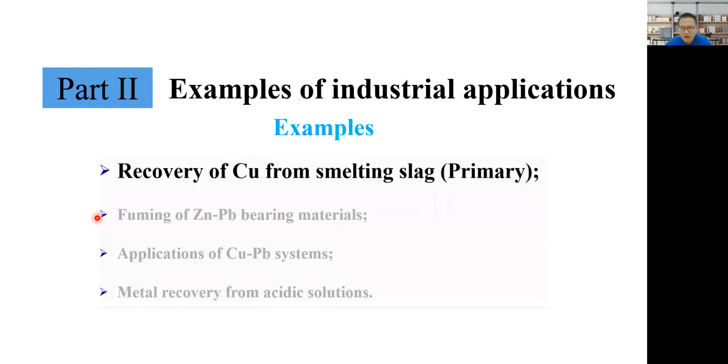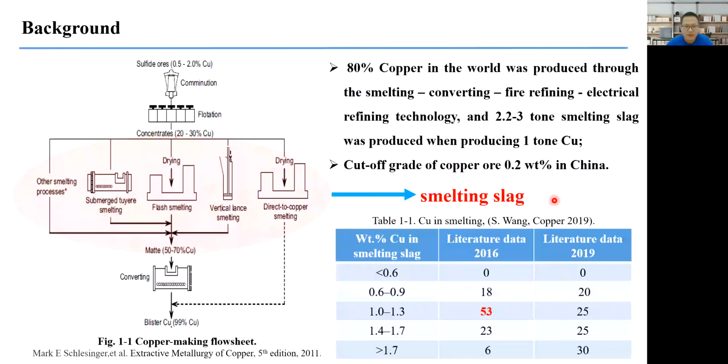So first of all, I'm going to talk about the recovery of copper from smelting slag, actually primary copper. Probably in Pekka's presentation, he has introduced something about primary copper and secondary copper. And I assumed that you have the background from metallurgy, from chemical engineering. And I emphasize copper is just one of the valuable metals in this slag. So what is the background?